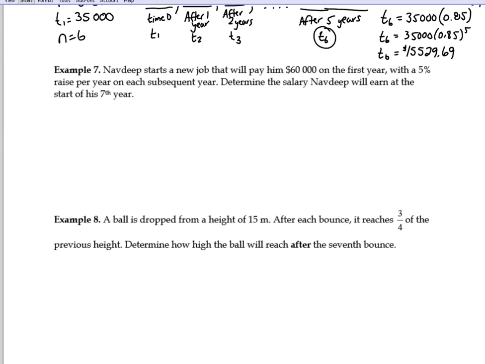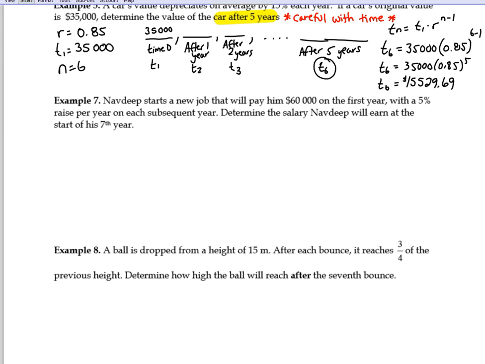So similar idea, the second question, but instead of depreciating, this one's increasing. Navdeep starts a new job that will pay him $60,000 on the first year. So this is $60,000 on the first year. So in this case, does first year and term 1 line up? Yeah, this time it does. So sometimes you have to be careful with time. The difference between after 1 year and on the first year.